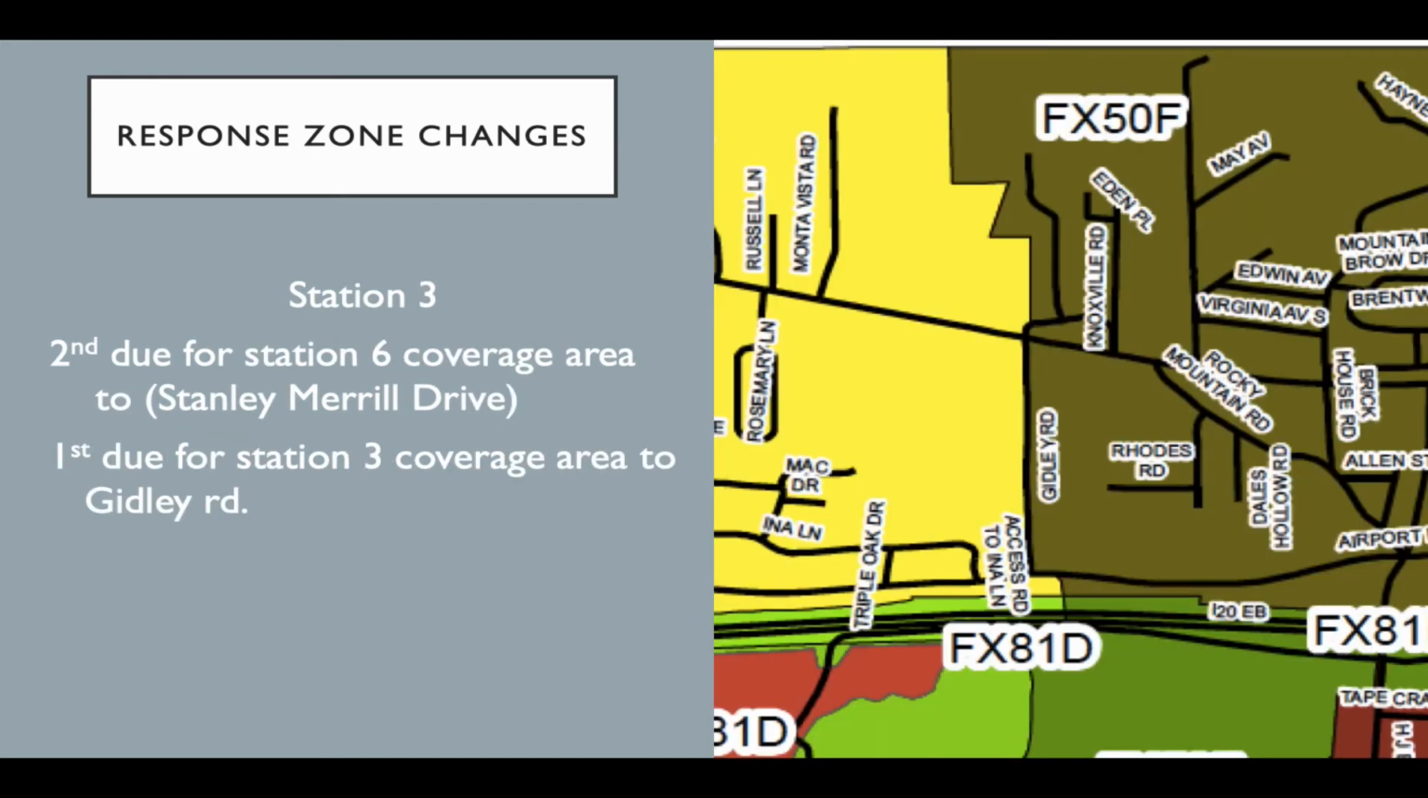The Station 3 coverage area, their first due covers all the way up to Gidley Road. Station 3 runs second due for Station 6 coverage area, which will be up to Stanley Merrill Drive. So again, Station 3's first due is their primary coverage area, which goes all the way up to Gidley Road, and then they run second due for Station 6 coverage area up to Stanley Merrill Drive.